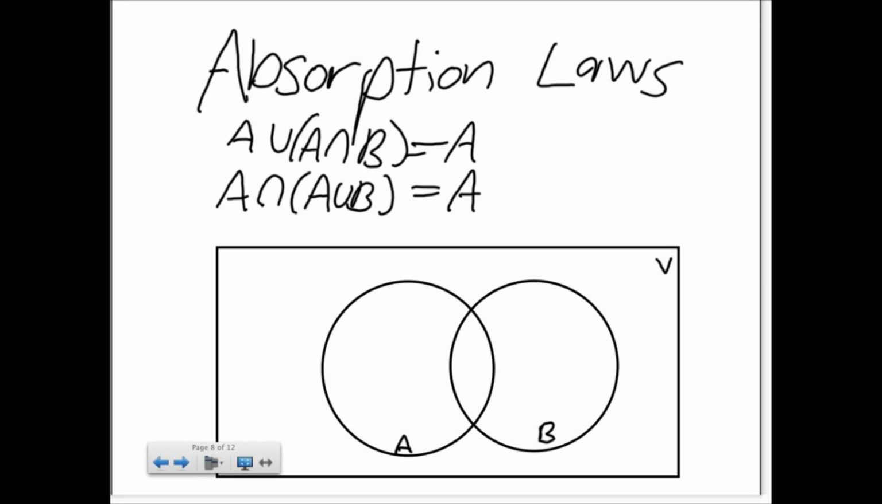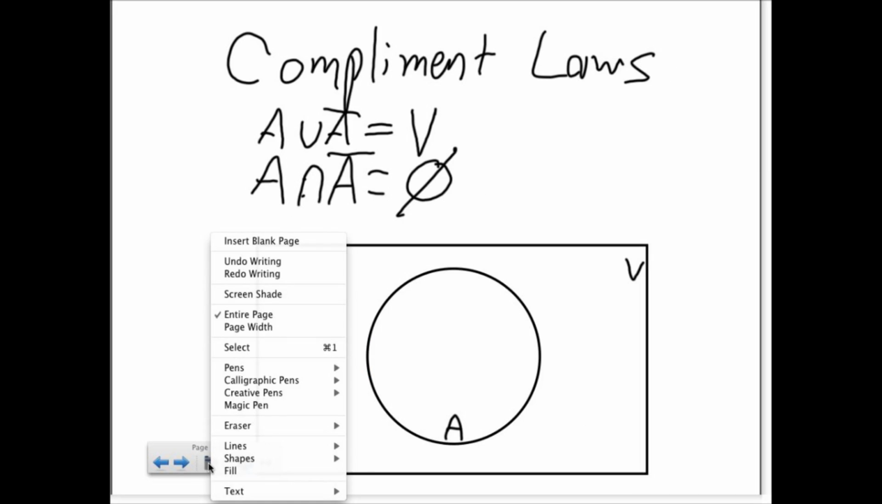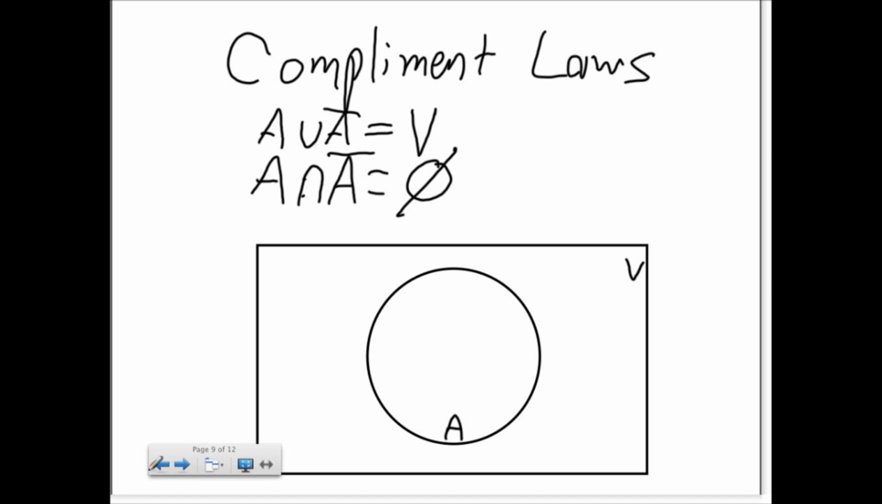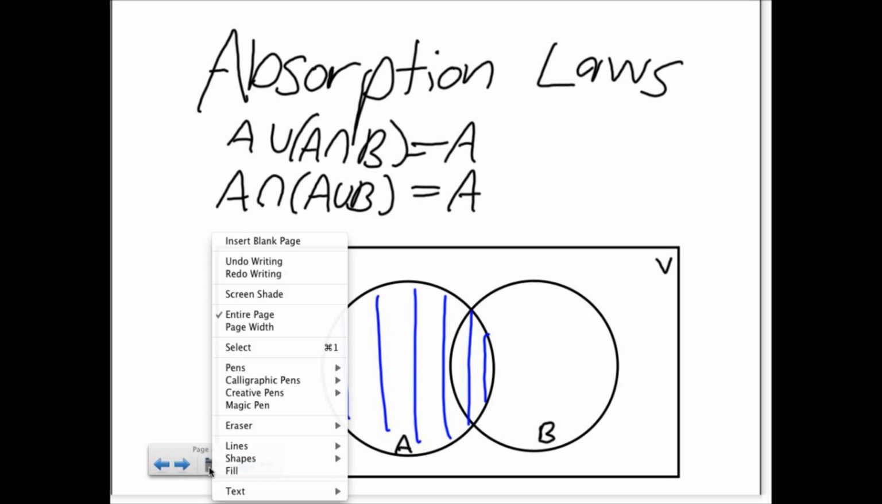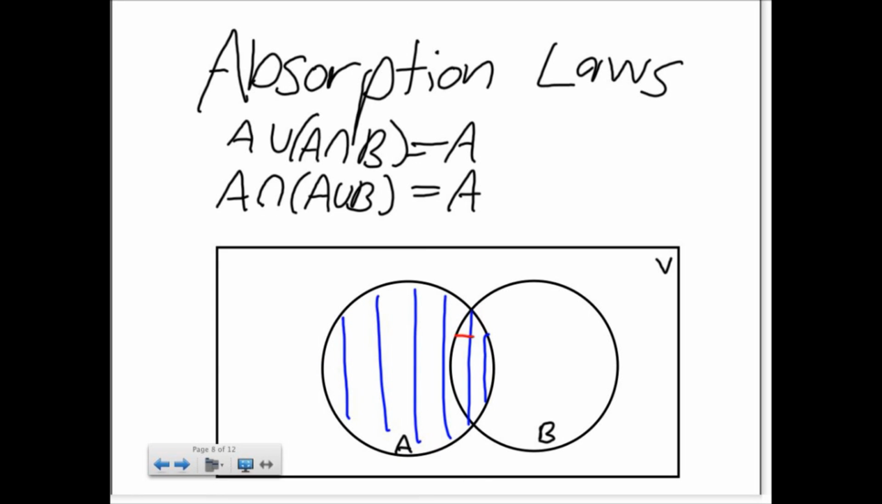Now, absorption laws are A union the intersection of A and B, and A intersection the union of A and B, and they're both equal to A, which we can show with A being shaded in vertical blue lines, and the intersection of A and B in horizontal red lines here, and as we can see, that's all of A.